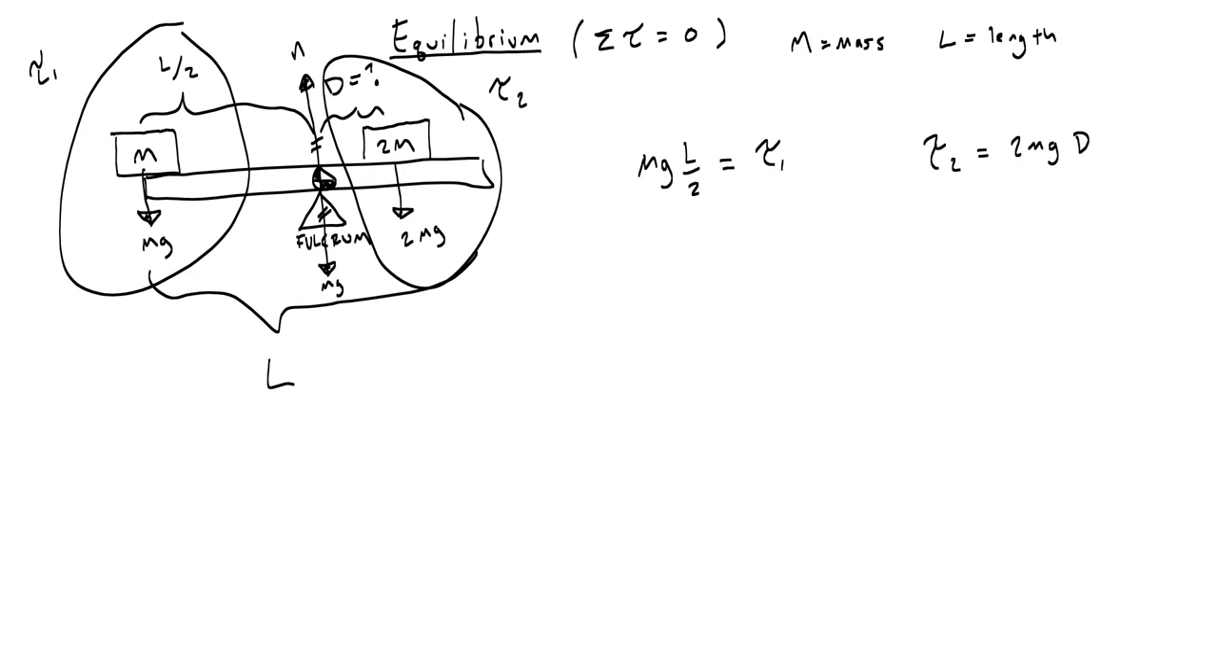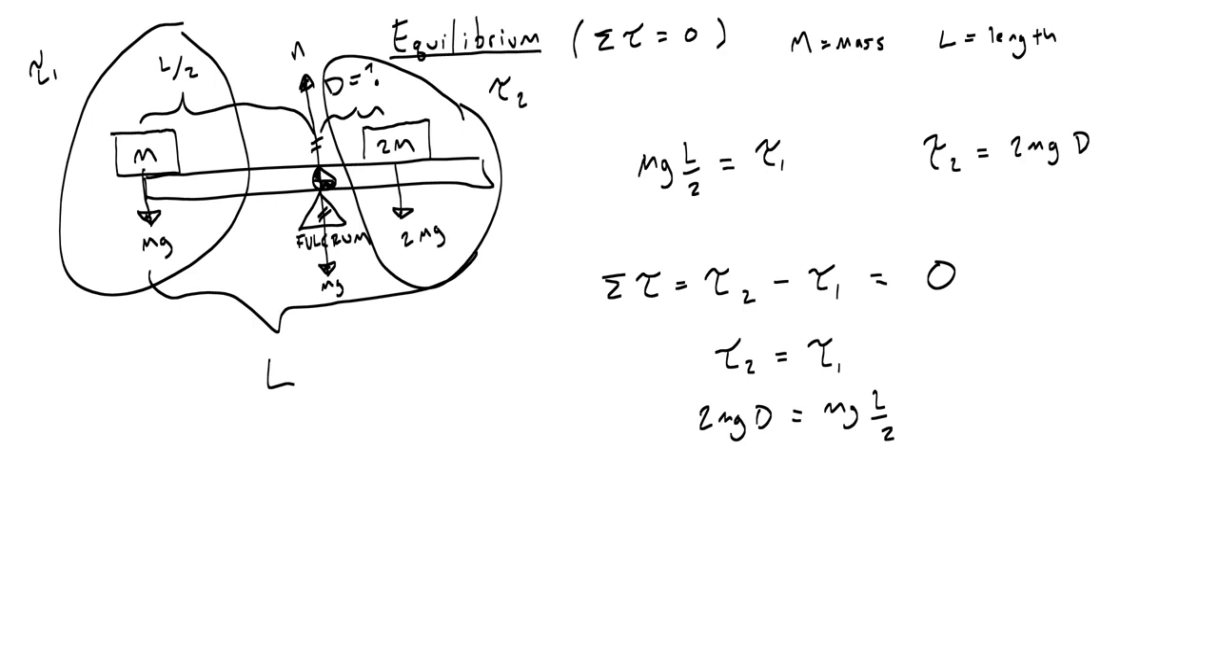Okay, so here's how we sum the net torques. The sum of the net torques in this case is going to be tau 2, which will make that one positive, why not, minus tau 1. And because it's not rotating, we know that they are equal to 0. That's the main idea. So that means I can set them equal to each other. Tau 2 equals tau 1, or 2mgd equals mg L over 2.